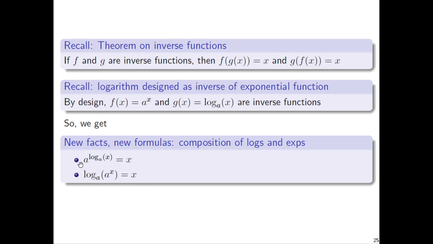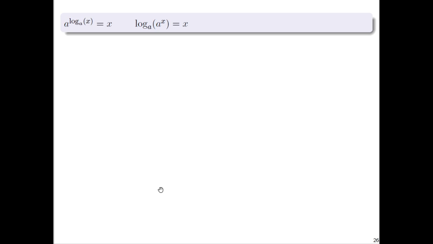If you want to say it this way, the exponent does a thing, and then the logarithm, well, because they're inverses, they undo each other. So a to the log base a of x equals x, and log base a of a to the x is equal to x.